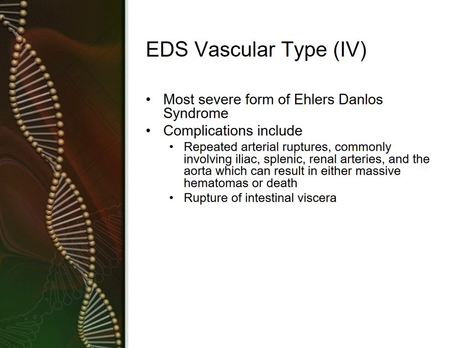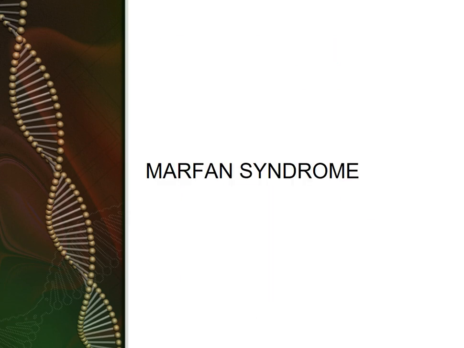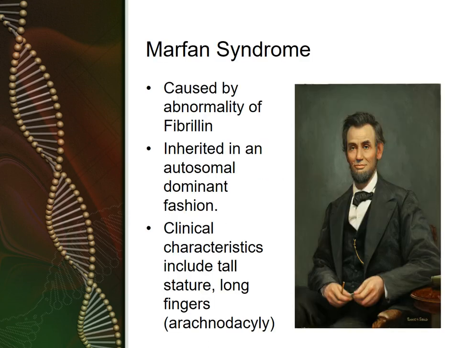This is the most severe form of Ehlers Danlos, and again, complications include arterial ruptures, commonly involving iliac, splenic, and renal arteries, as well as the aorta, which can result in massive hematoma and death, ruptures of intestinal viscera, thin, soft, transparent skin, but not necessarily hyperelastic as is seen as type 1. And again, we talked about complications of pregnancy, including vascular rupture, uterine rupture, and even if that doesn't happen, tearing of the perineal tissue. The next connective tissue that I would like to discuss is Marfan syndrome.